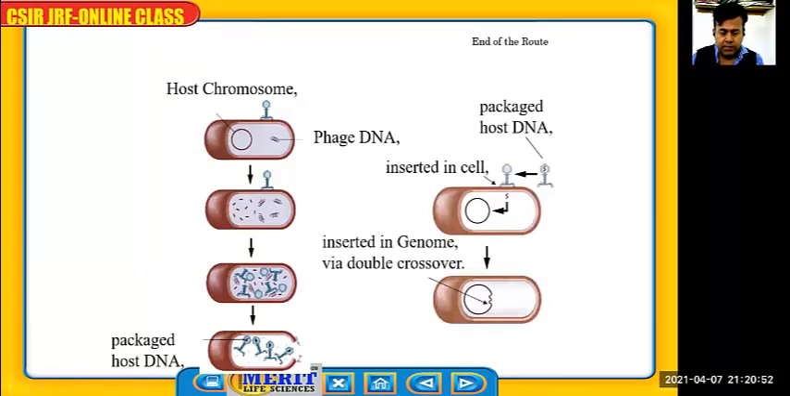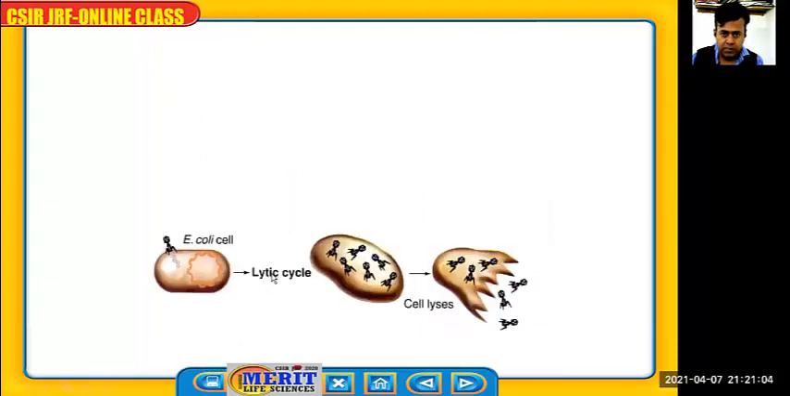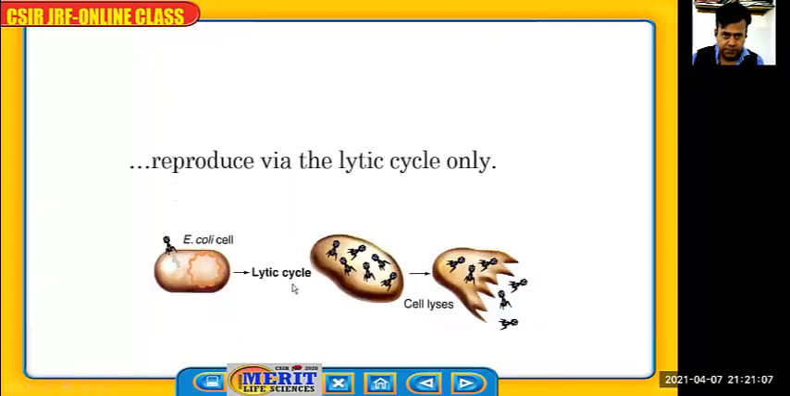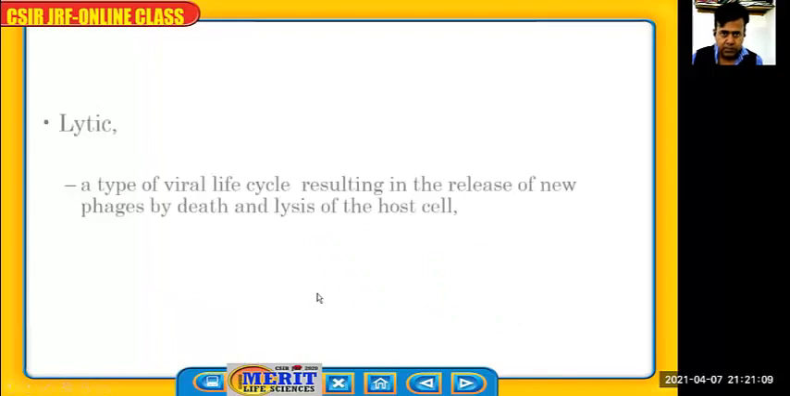So that is a novel feature. You can see it inserted in the genome via double crossover. So crossover recognition is also part of the bacterial machinery. So you can easily map based on this feature. Okay, so that is the bacteriophage.